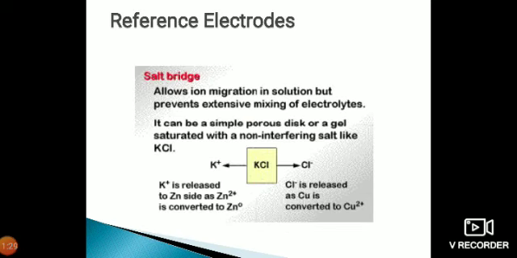Here the sintered glass disc works as a salt bridge, allowing ion migration in solutions but preventing extensive mixing of electrolytes. It can be a simple porous disc or a gel saturated with a non-interfering salt like KCl. K+ is released to the zinc side as Zn2+ is converted into Zn, whereas Cl- is released as copper is converted to Cu2+ when it is connected with other electrodes there.